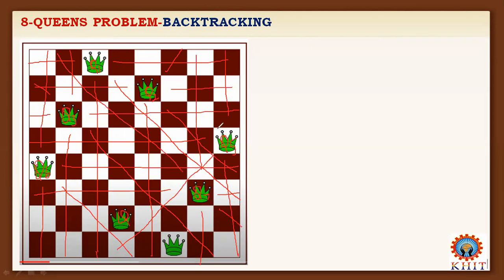Q1, Q2, Q3, Q4, Q5, Q6, this one, and this is Q7. Now check Q7. If you place Q7 here, in the same row none of the queens is placed. Diagonally, none of the queens is placed. Diagonally, none of the queens was placed. And the leftover safe place is this one. In the leftover safe place, I have placed Q8.